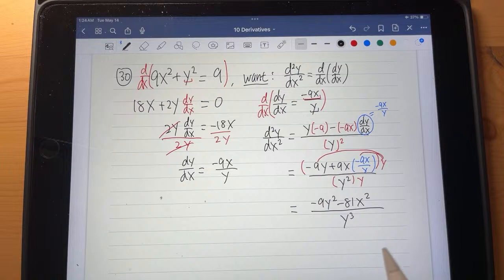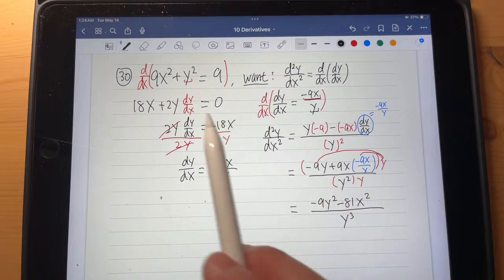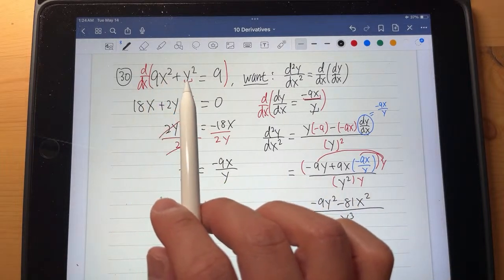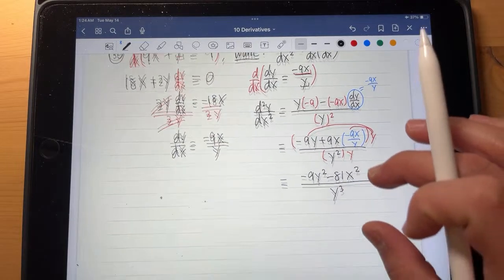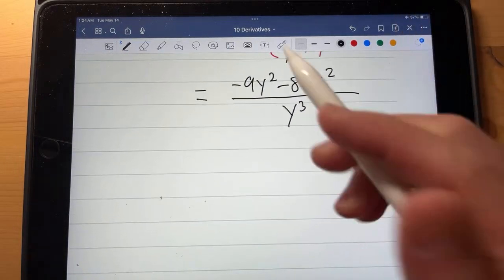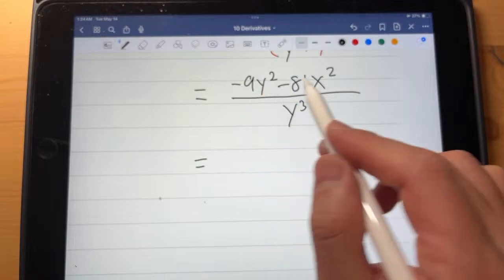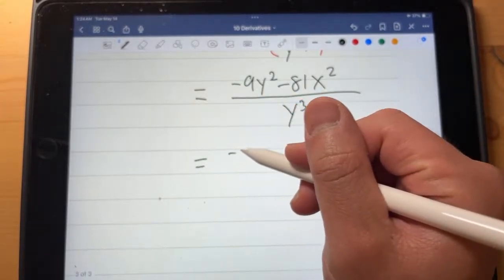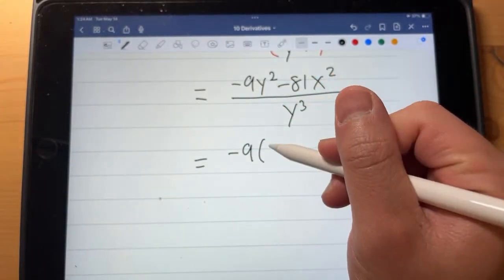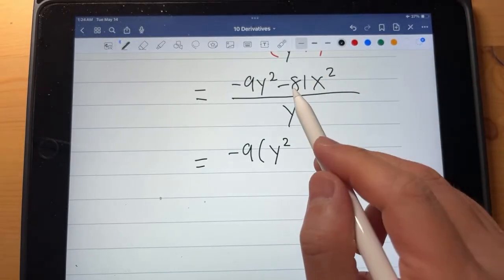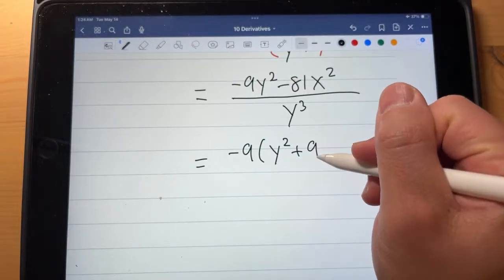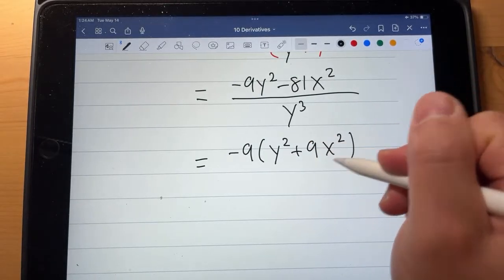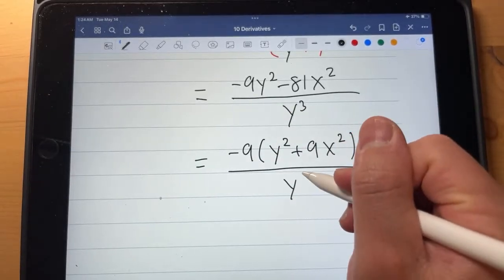Aha, yes. Notice that we know that 9x squared plus y squared is equal to 9. Right here, we can factor things out. So let's just focus on this. On the top, we can factor out a negative 9, and then we get y squared. Negative 81 divided by negative 9 is plus 9. And then the x squared over y to the third power.